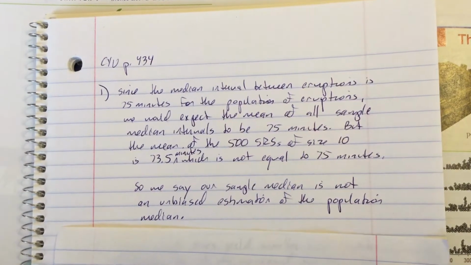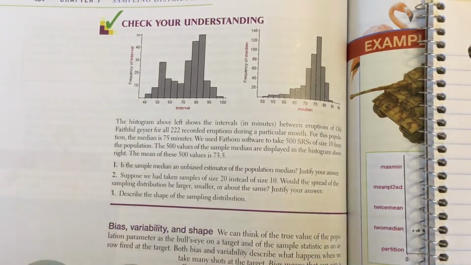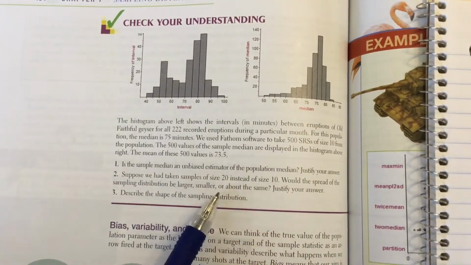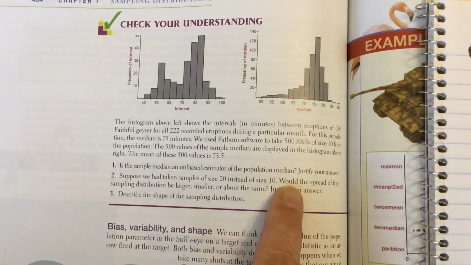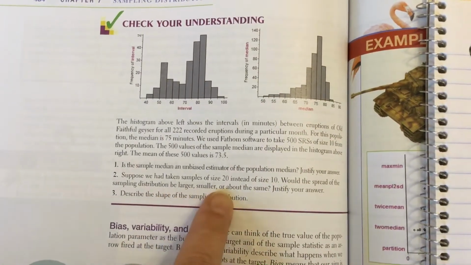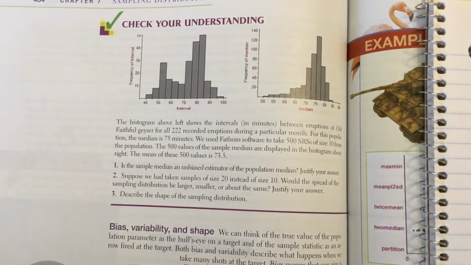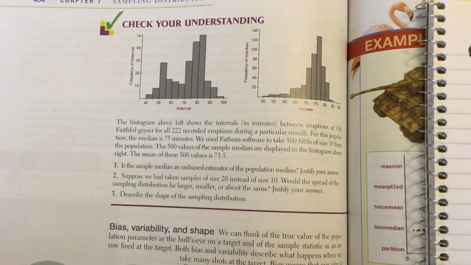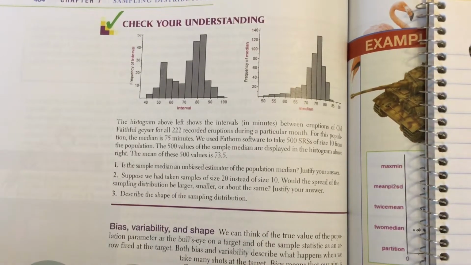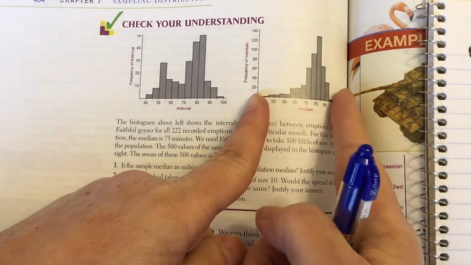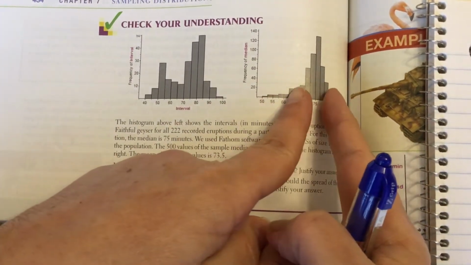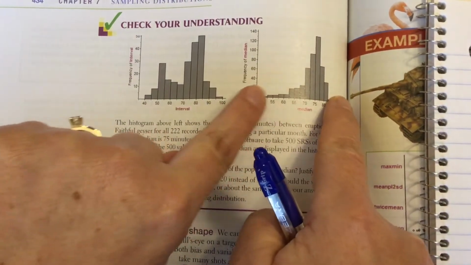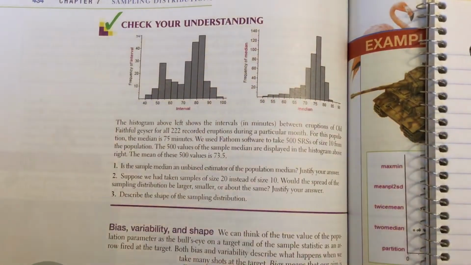The second question says, suppose we had taken samples of size 20 instead of size 10. Would the spread of the sampling distribution be larger, smaller, or about the same? Now, we know larger sample sizes yield smaller and tighter spreads. So if we increased our 500 SRSs to be of size 20 instead of size 10, we would expect the spread of the sampling distribution to be smaller. So perhaps these little tails would be in a little tighter. Maybe we wouldn't have so much stuff on this side. The data would be more centered.